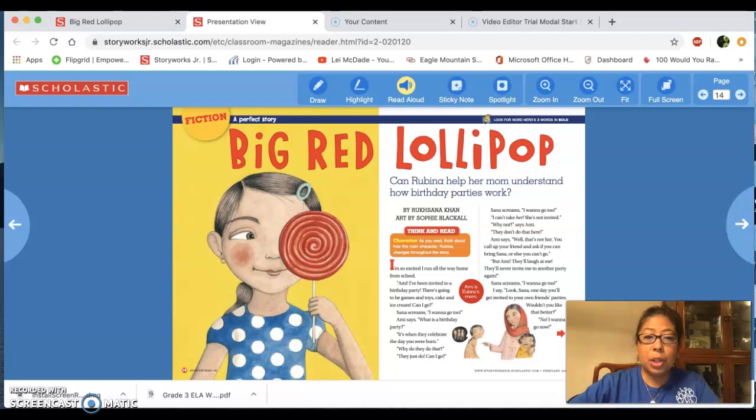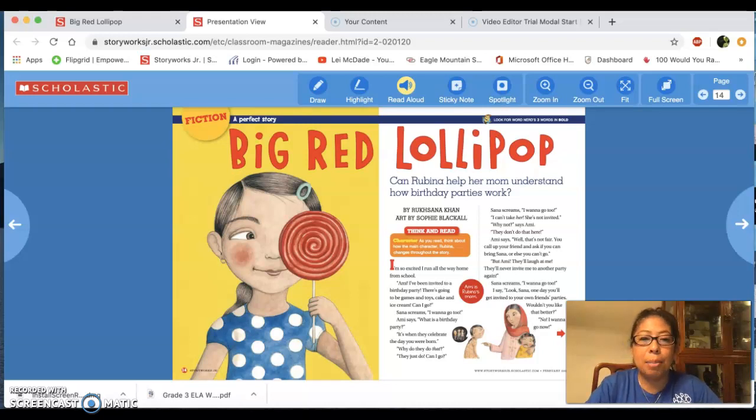If you'd like, you can follow along as I'm reading the story. Or if you'd like to view it yourself, you can go to storyworksjunior.com and our class password is McDade123. Type in Big Red Lollipop and it should pull up the article or the story. All right, let's go ahead and get started.